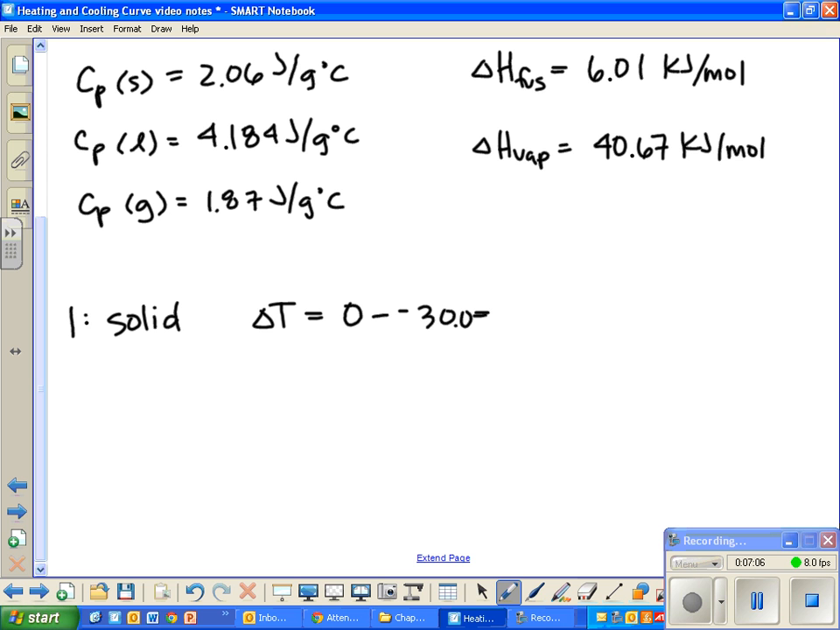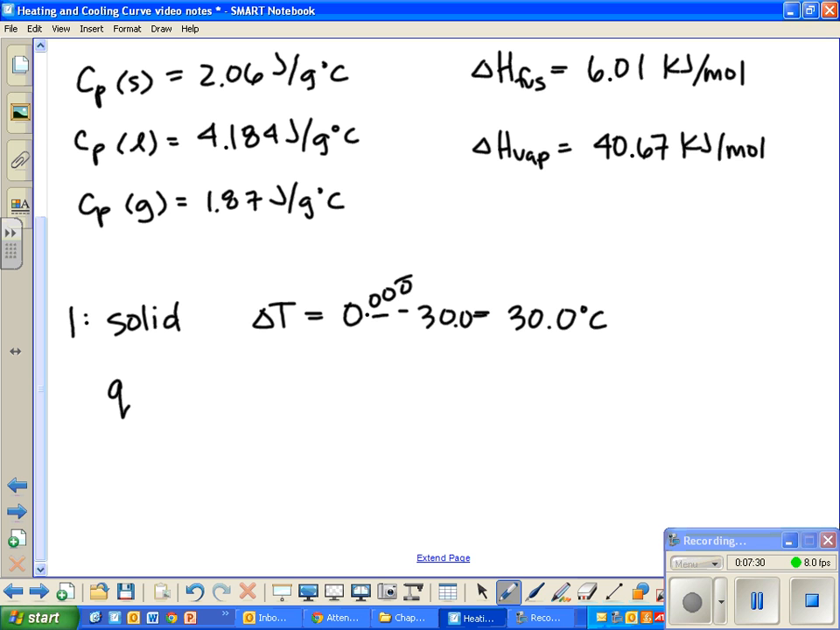Oops, I should be using sig digs. Now this 0 is 0.000 repeating. It's exact. So for our number, we want the lowest number of digits after the decimal, which would be 1 from the 30.0. So subtracting a negative would give us positive 30.0 degrees Celsius. So we can calculate Q.